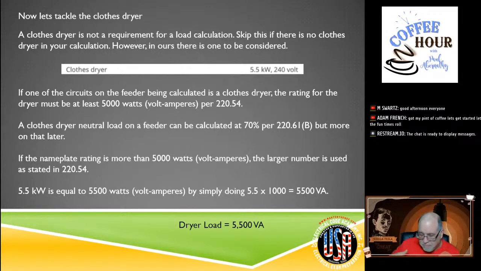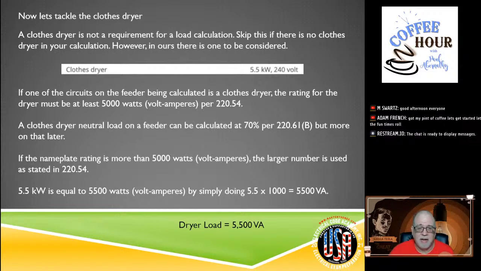We're going to have 5 clothes dryers in that type of scenario where we can even go to this table for some demand factors. We really don't. The key for you to remember here is that it has to be at least 5,000 or the nameplate, whichever is greater, when you're doing the standard method. Well, 5.5 kW or 5,500 VA is greater than 5,000. So that's what we have to take because of what the code tells us.